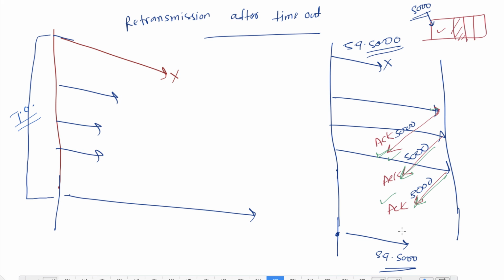But 3 is a good heuristic, which means it is neither too early nor too late. That's why most implementations take 3 ACKs. So what does the 3 ACK mean? It means that the channel has lost this 5,000 packet, but the channel has also delivered other packets. That's why I'm receiving these acknowledgements. So I need to send the 5,000 packet again, but I'm happy that other packets have been received. That's what the 3 ACK loss means.